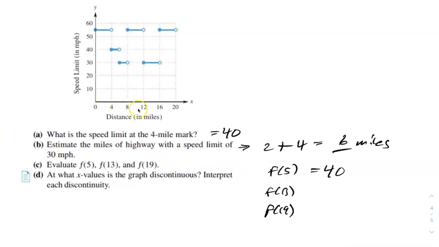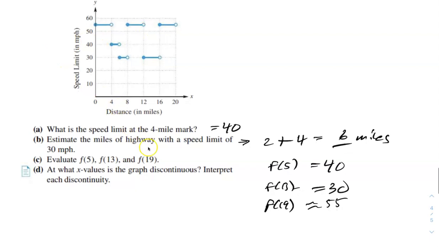F of 13, here's 12, here's 13, so it's in between these two, so that is 30. F of 19 is just before 20, so it goes all the way up here, which rounds down to, let's say, 55-ish. My approximate value for that. So that's C.